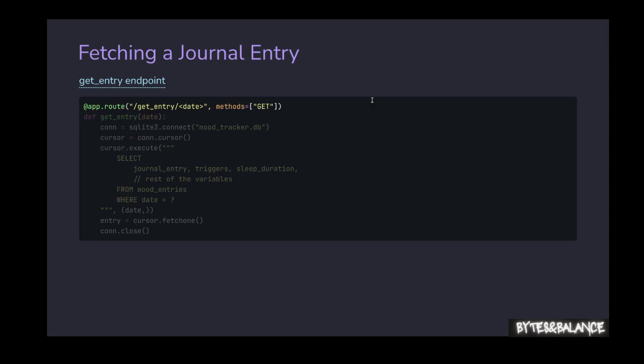Now, what exactly is an endpoint? In web development, an endpoint is a specific URL where our application can receive requests and send responses. Imagine it as a door to your house. It's where people come to get information or drop something off. In our Flask application, we're setting up a GET entry endpoint. This endpoint is set to handle GET requests, which means it's designed to respond to requests asking for data.